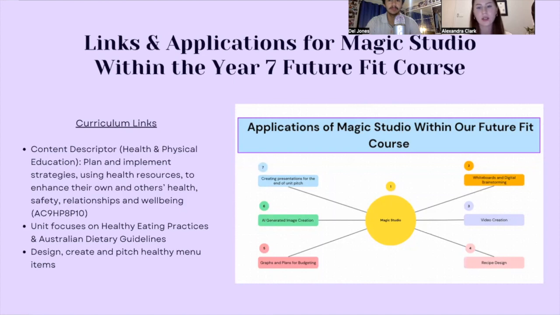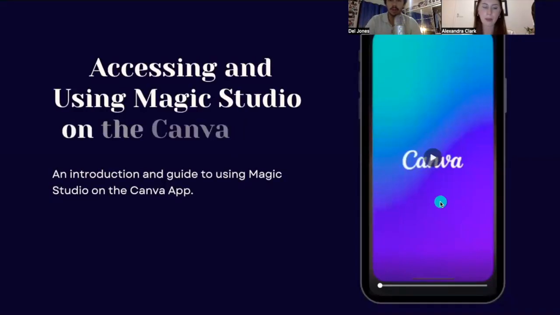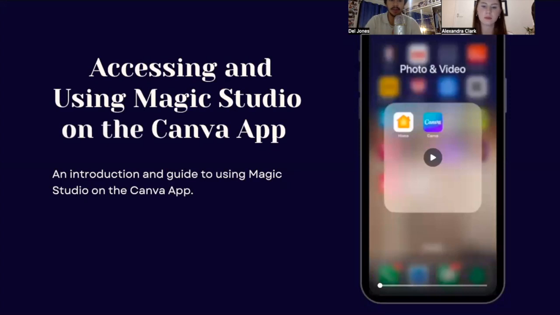So that includes using the whiteboards and digital brainstorming, infographics, video creation, recipe design, graphs and plans for their budgets, AI-generated image creation, which they can use in their recipes, and creating the presentations for the end of unit pitches as well, which is really important. So this is an instructional video that we've made on how to use and access Magic Studio when using it on an iPhone, tablet, or iPad, which is incredibly important when it comes to this particular skill.